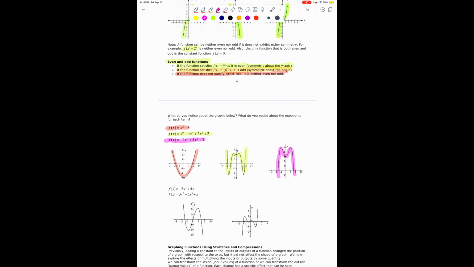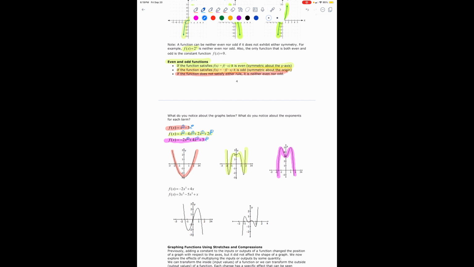And notice how the exponent of each of these terms is even, including the constant, because there is an x to the 0 power. So here is an even power, even power, even power, even power, even power, and there is an invisible even power here, even power, and there is an invisible even power.